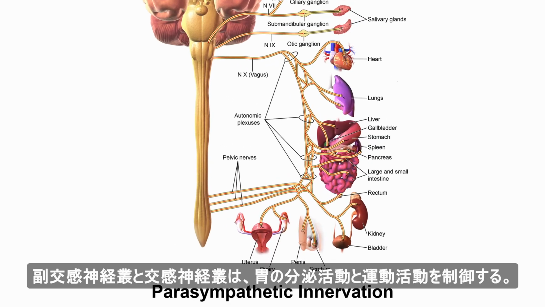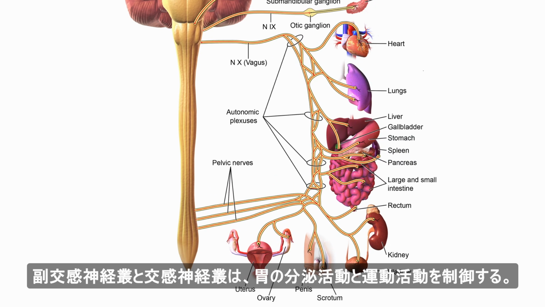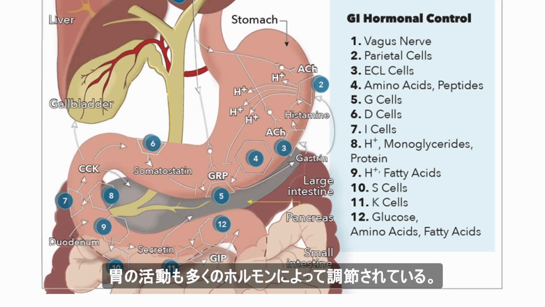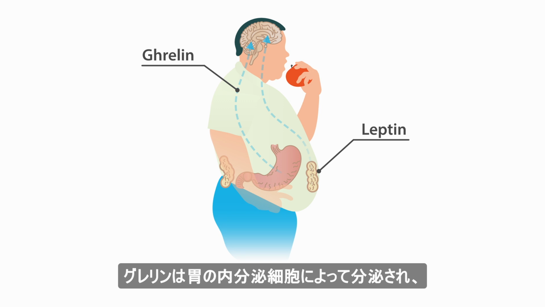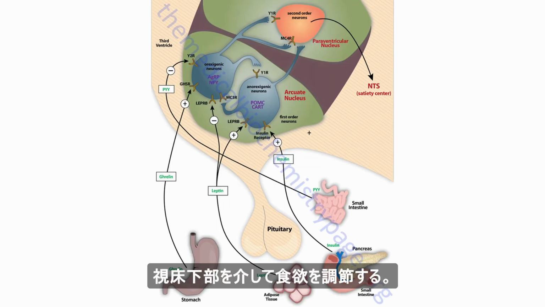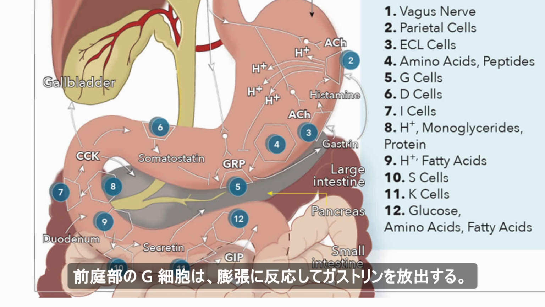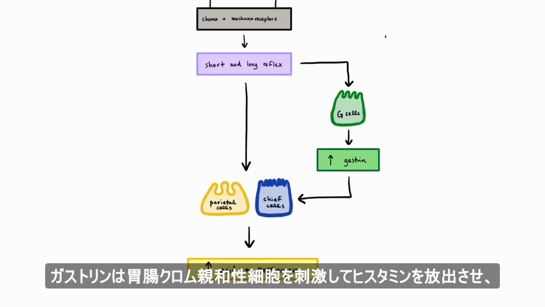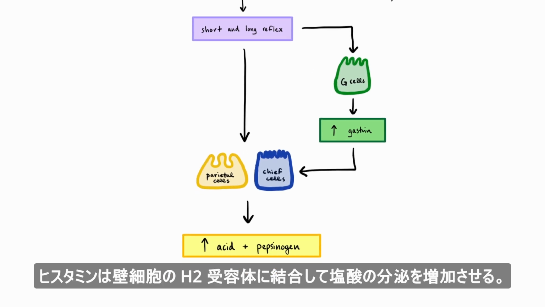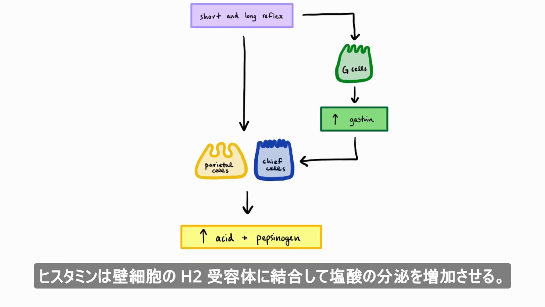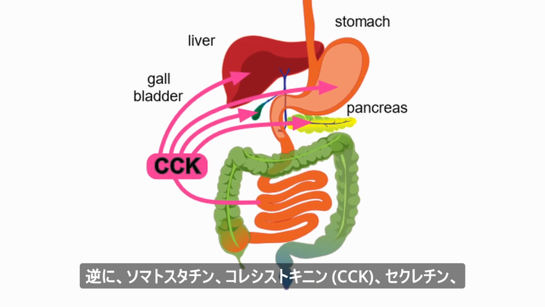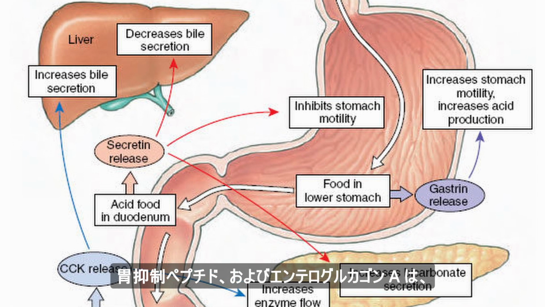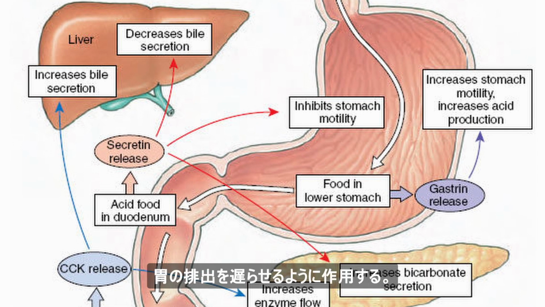Parasympathetic and sympathetic nerve plexuses control the secretory and motor activity of the stomach. The activity of the stomach is also regulated by a number of hormones. Ghrelin is secreted by endocrine cells in the stomach and regulates appetite via the hypothalamus. G cells in the antrum release gastrin in response to distension. Gastrin stimulates gastric enterochromaffin-like cells to release histamine, which binds to H2 receptors on parietal cells to increase secretion of hydrochloric acid. Conversely, somatostatin, cholecystokinin, secretin, gastric inhibitory peptide, and enteroglucagon A act to slow gastric emptying.